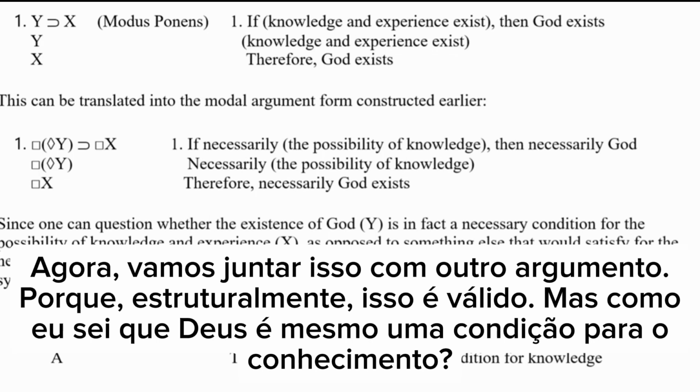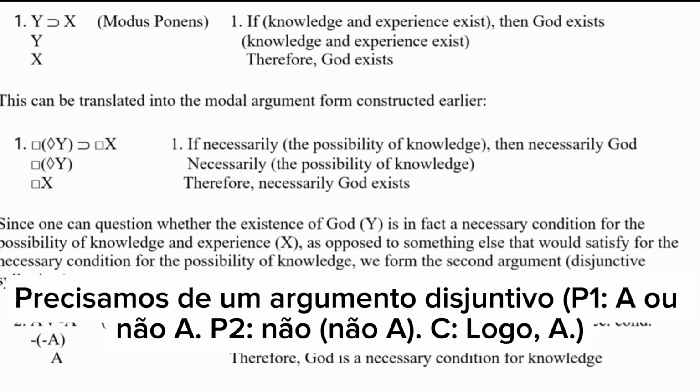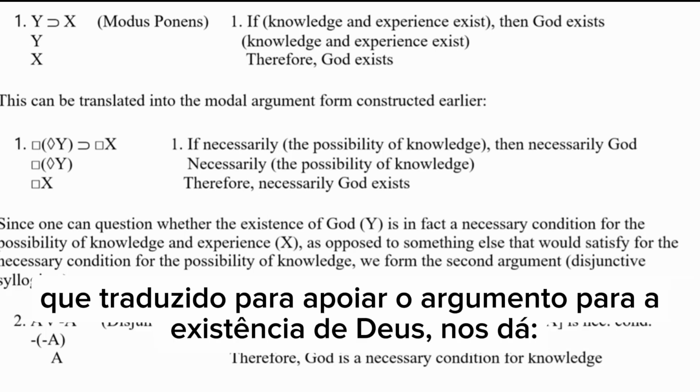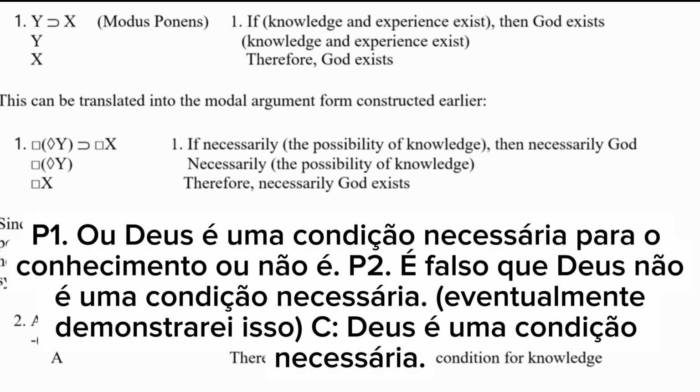How do I know that's the unique condition for the possibility of knowledge? So here's the disjunctive syllogism: either A or not A; not A; therefore A. As far as the transcendental argument goes, either God is a necessary condition or God is not a necessary condition. Then what I'm going to show is that the latter is not the case, that God is not the necessary condition. Therefore, God is the necessary condition.